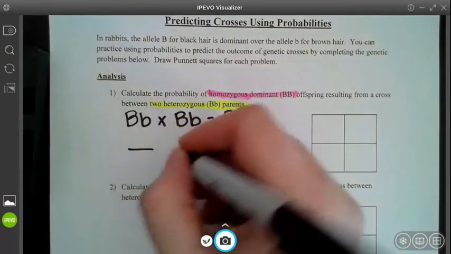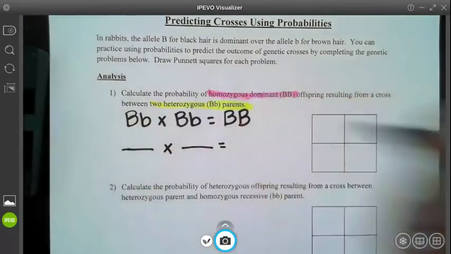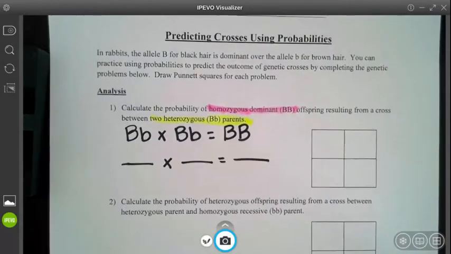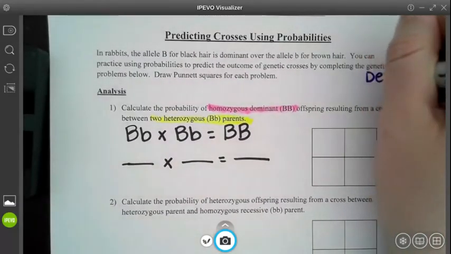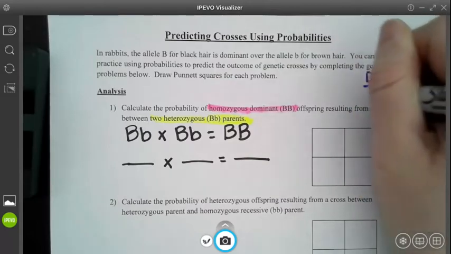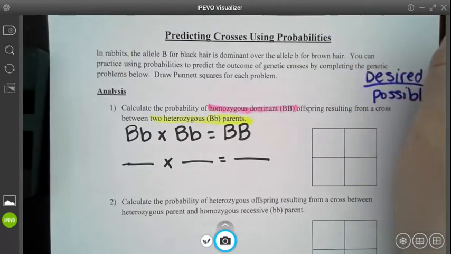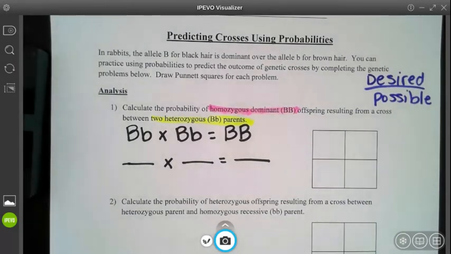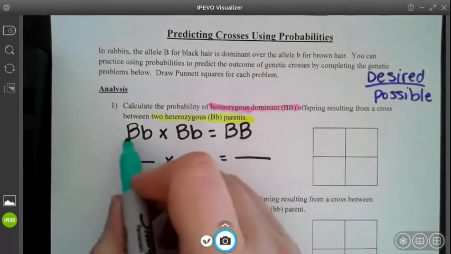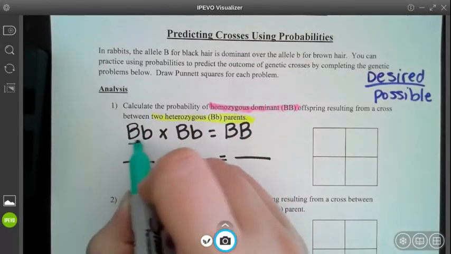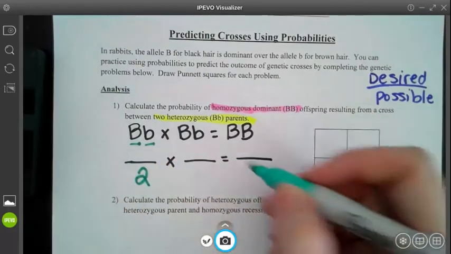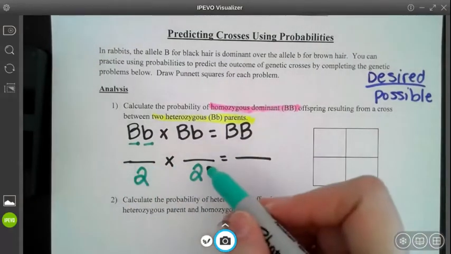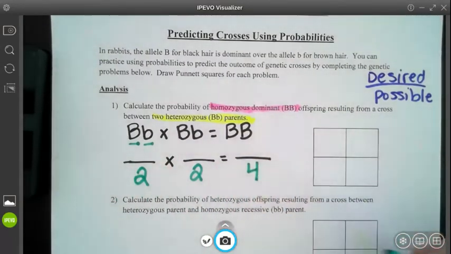Now I'm going to do my math. I'm going to go ahead and write my fractions here. Again, we are going to have our desired over our possible. I'm going to do the possible first. Looking at this, how many possible options do we have? Well, I can either get a big B or a little b, which means that's 2. Big B, little b, which is 2. And this over here is going to multiply out. So 2 times 2 is 4.